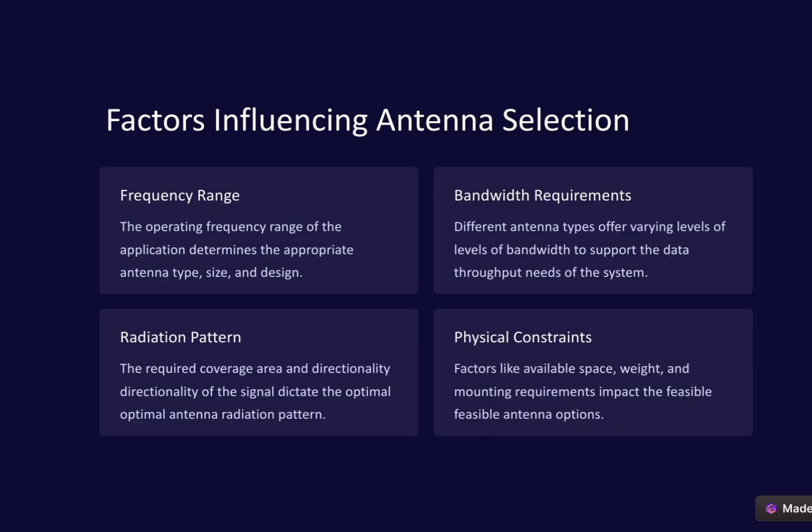The factors influencing antenna selection: first, the frequency range. The operating frequency range of the application determines the appropriate antenna type, size, and design. The radiation pattern: the required coverage area and directionality dictate the optimal antenna radiation pattern. And bandwidth requirements: different antenna types offer varying levels of bandwidth to support the data throughput of systems.